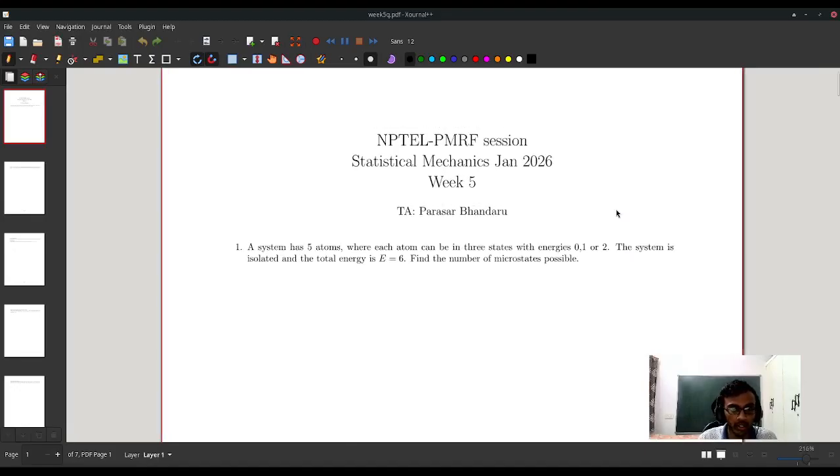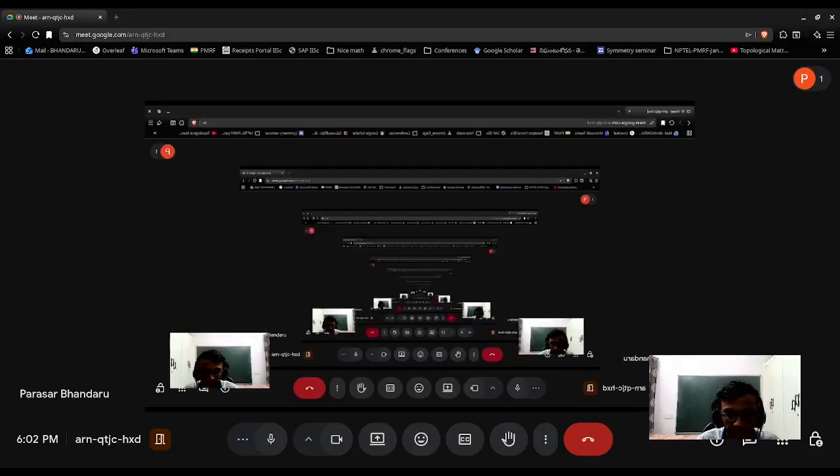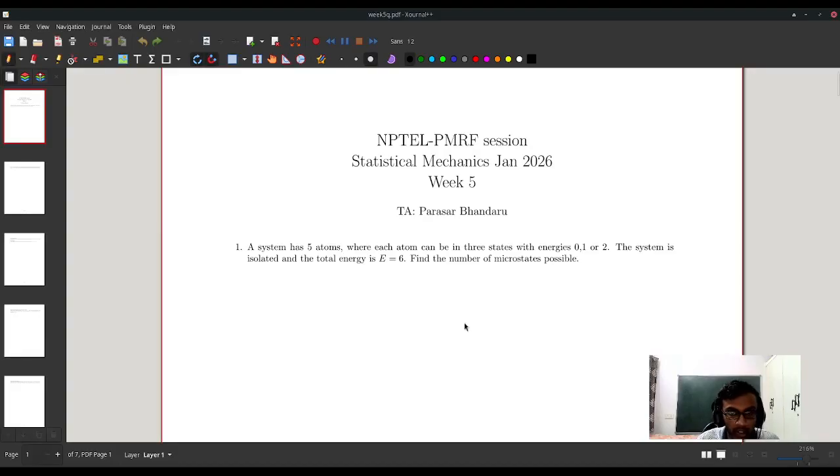So this problem is to illustrate the formalism of the microcanonical ensemble, counting states and so on. So it's a simple counting or bookkeeping problem.